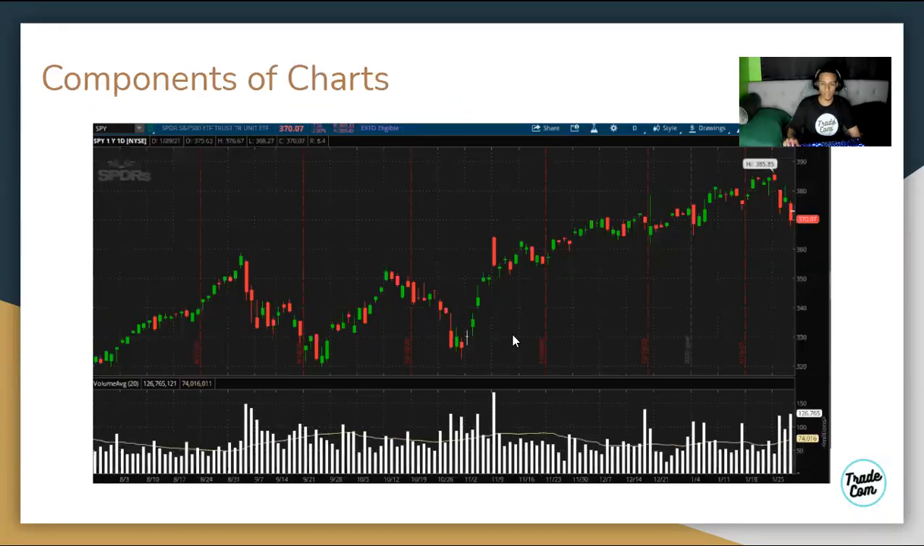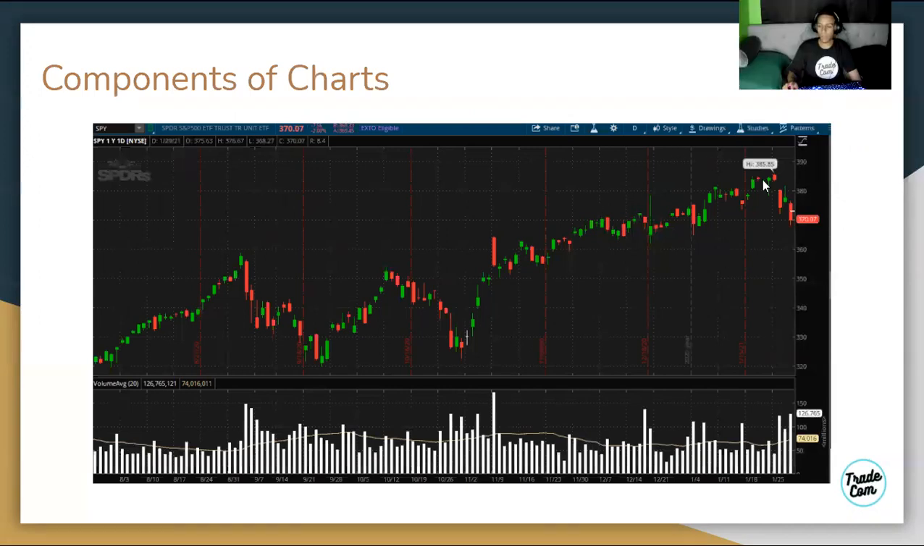All right, so here's a chart example right here, SPY, components of a chart. Now I don't have it labeled, but I'll point it out to you guys. So we have a chart here. These are your candles. You have your red and green candles. Green represents when a stock's price moves up, and red represents when it moves down.